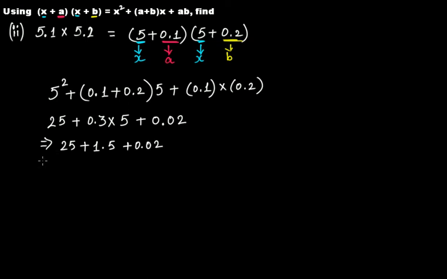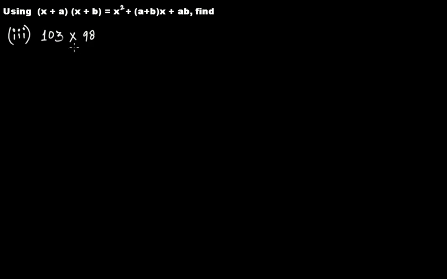Add these three together, you get 26.5 plus 0.02, and this is equal to 26.52. So this is the answer for this one. Here you can rewrite this as (100 + 3) multiplied by (100 − 2).